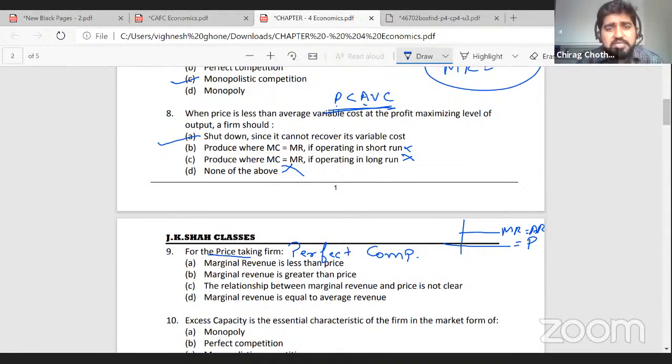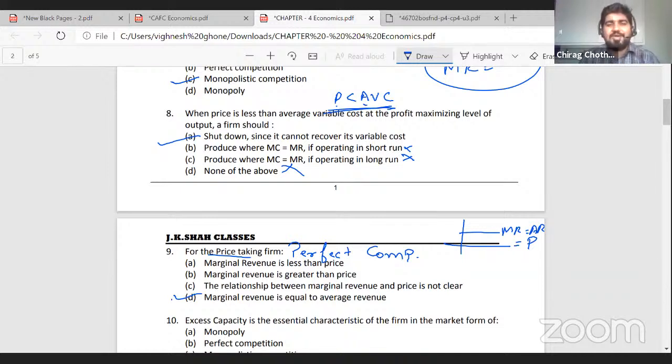Marginal revenue is greater than price. Now, the relationship between marginal revenue and price is not clear. No, this is not relationship status, na? Committed, not committed, single. No, no, it's very clear, right? In economics, relationship between these curves are very clear. Okay, don't worry. Marginal revenue is equal to average revenue. Yes, that's true. MR is equal to AR in case of perfect competition.